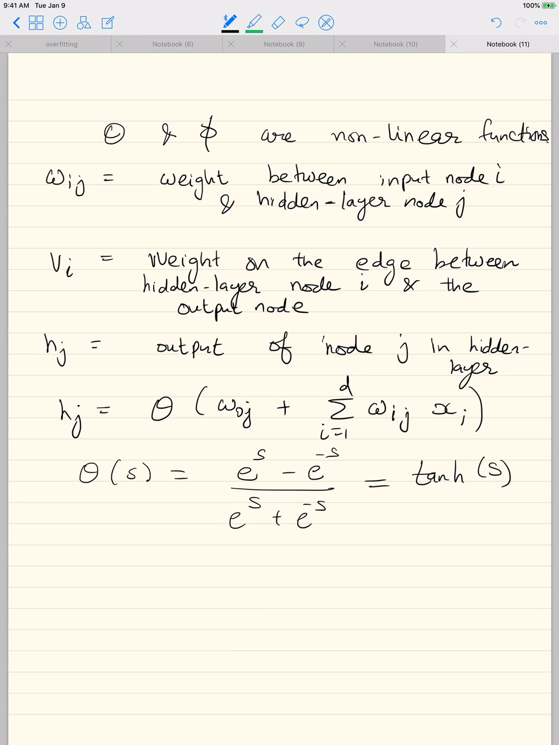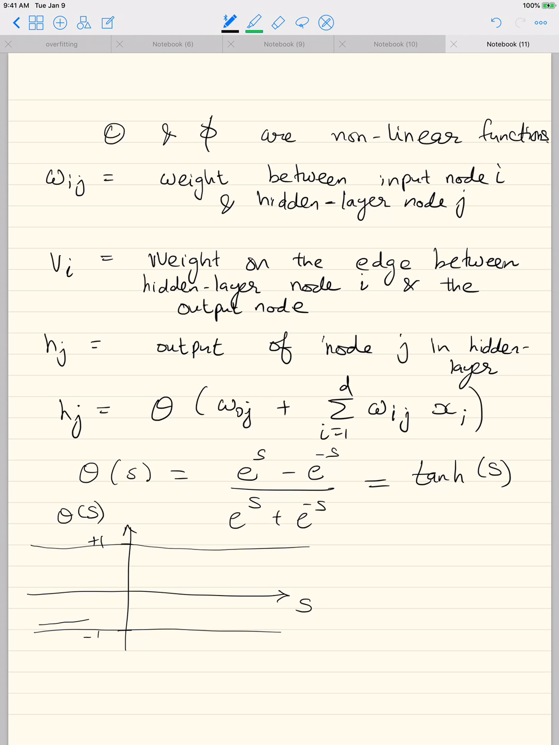It is a function that takes the input argument to be any real number. So this is S and this is theta of S, and it fluctuates between +1 and -1. So this is the asymptote for +1, this is the asymptote for -1, and it looks like this. When S is very large, it will saturate to +1. When S is very large and negative, it saturates to -1. At 0, it is 0.